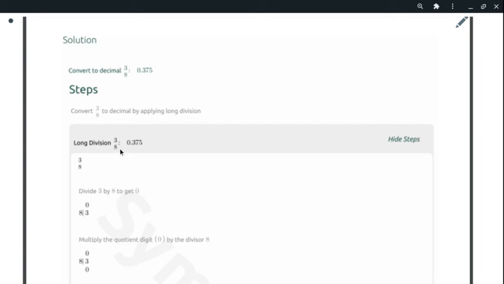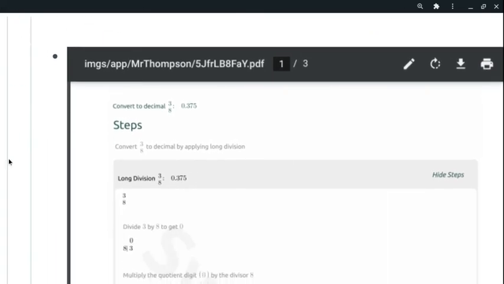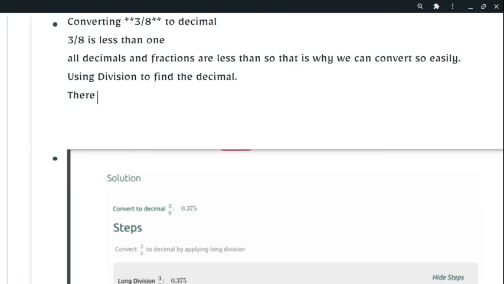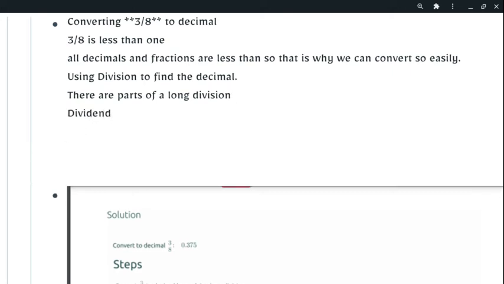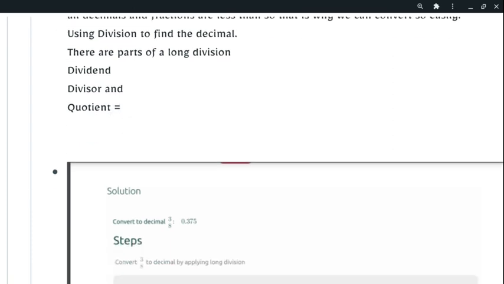But in this case, Khalil, we're talking about numbers that don't even have a value of 1, in the case of a fraction. So we're not converting 18 divided by 4 to a decimal. We're converting 3 divided by 8, which is less than 1. And let's see how that is done. When we use long division, the first thing we need to understand is that there are parts of a long division: the dividend, the divisor, and the quotient. Let's go through each of them. The quotient is going to be the answer at the top of the long division.